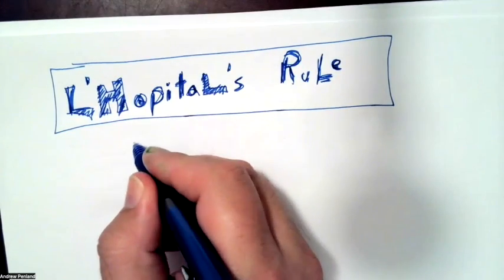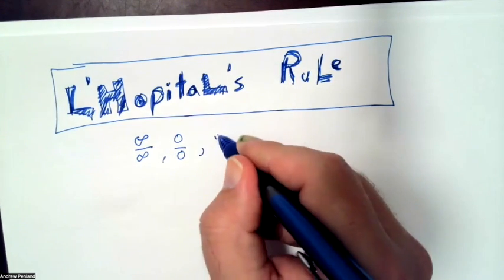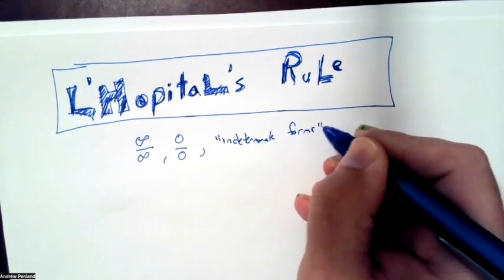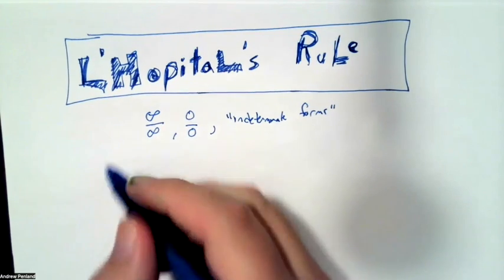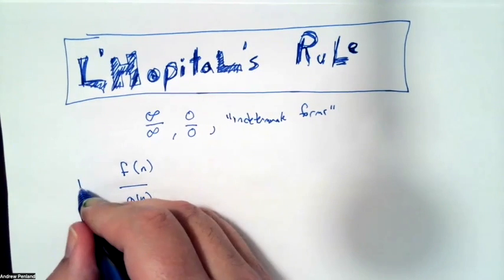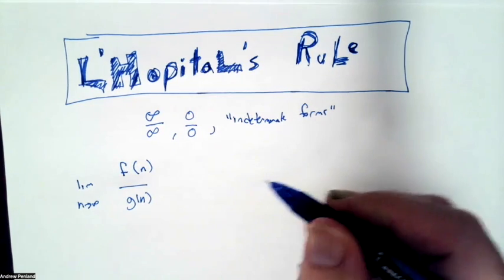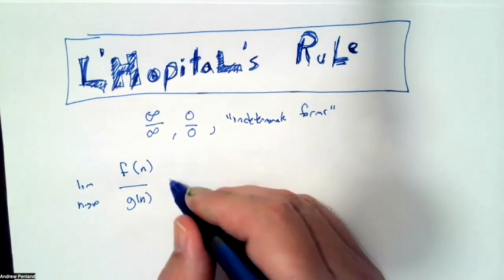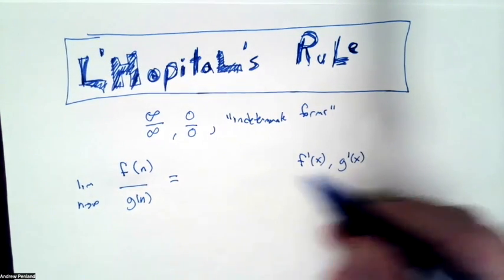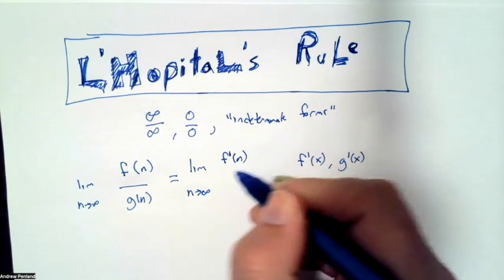L'Hopital's rule says if you're investigating something that has a form like infinity over infinity or 0 over 0, what are called indeterminate forms, because it's possible for there to be more than one way that this can occur, and you're looking at a function or a sequence where you have a ratio of two functions, so you're looking at the limit as n approaches infinity of f of n over g of n, and you take their derivatives. So f prime of x and g prime of x are the derivatives here. If you replace the functions with their derivatives, you get the same value.